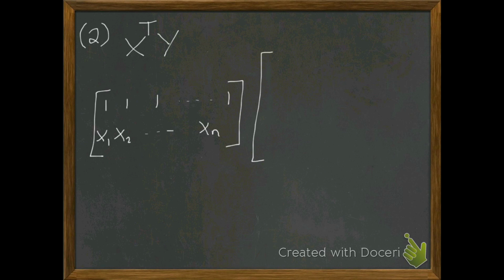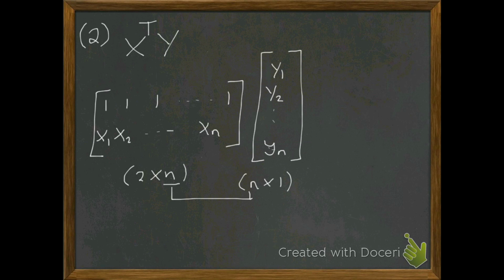this, and our Y vector is going to be a column vector. It looks like this. So, boys and girls, we're going to have a 2 by n, and we have an n by 1. So, our product matrix is going to be a 2 by 1. So, we're going to have two rows and one column.